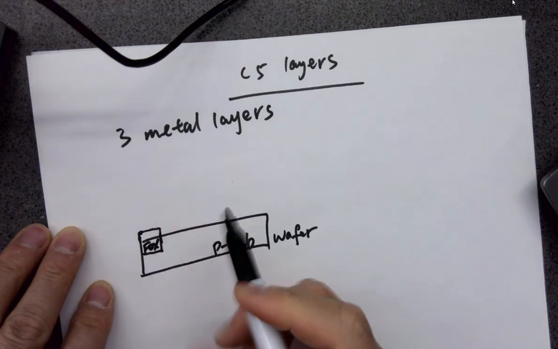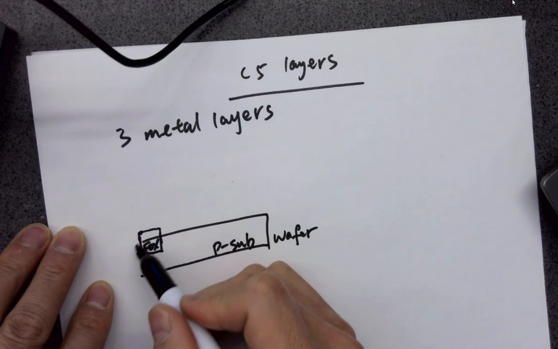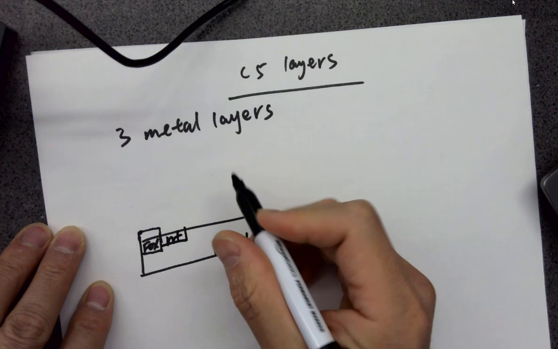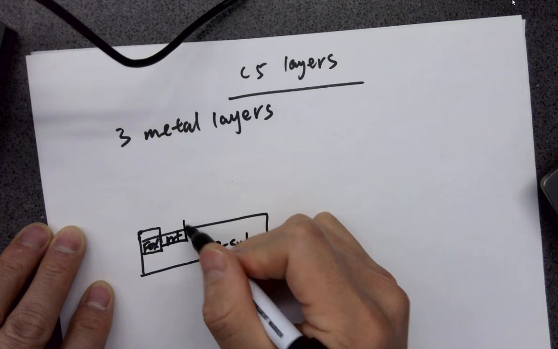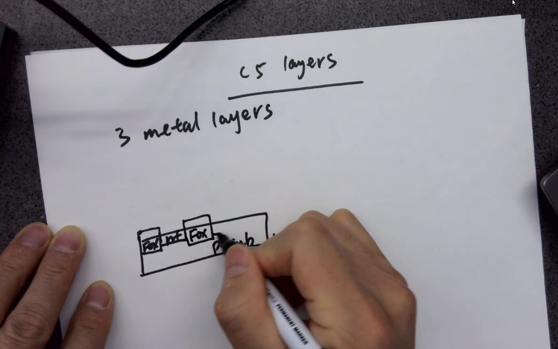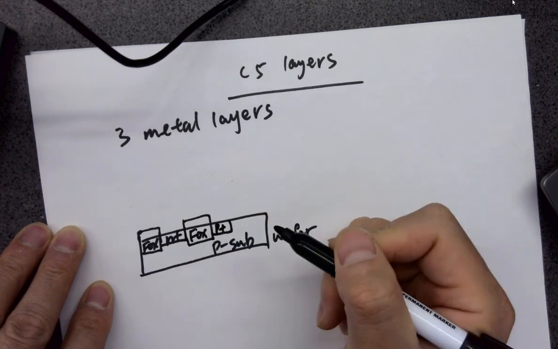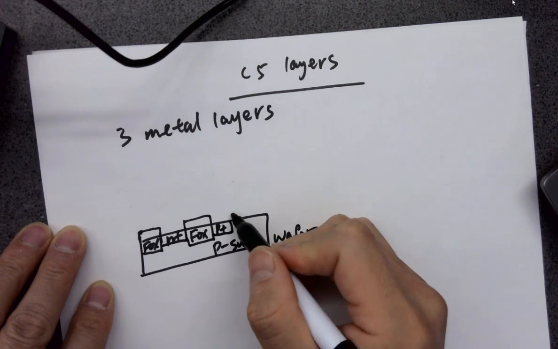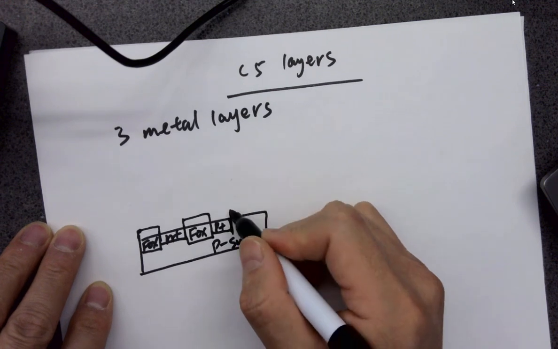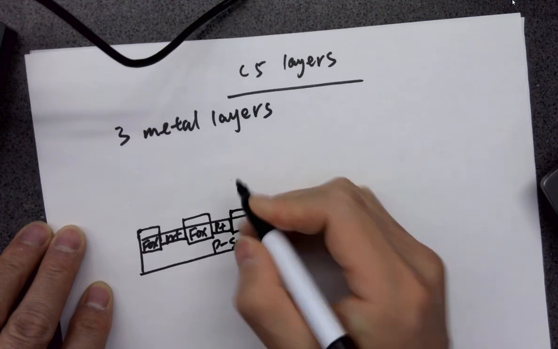It's not flat, that's why I have to draw it this way. N plus, you got another Fox. P plus diffusion, another Fox. Yeah, I think I'll just draw 2. I'll just do this.